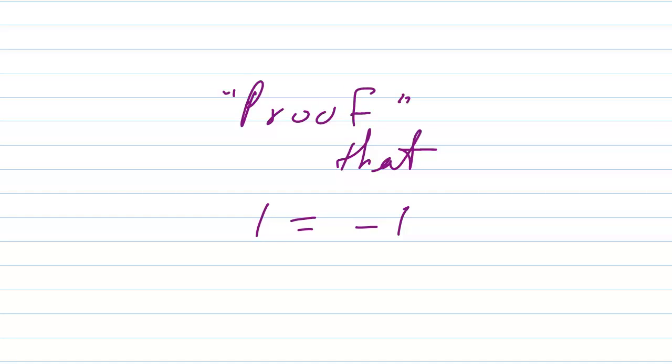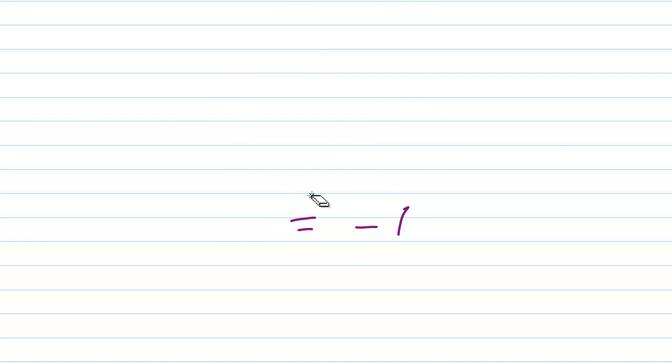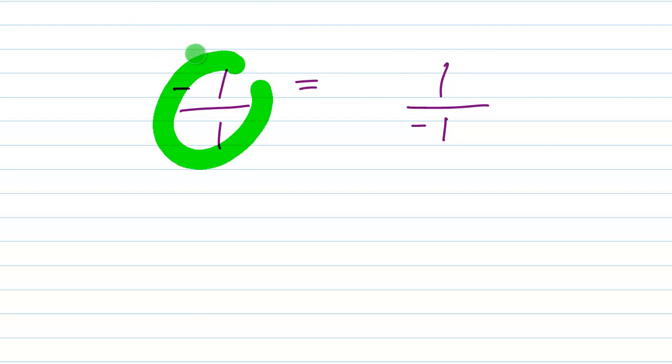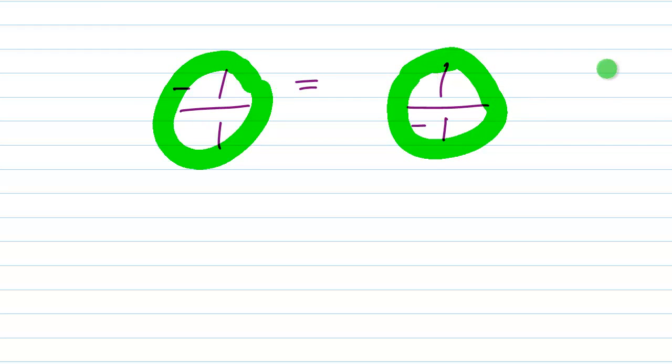So let's start out with a very simple statement that we can all accept. And that is simply the statement that minus 1 equals minus 1. Obviously, okay? Well, if that's the case, then minus 1 over 1 equals 1 over minus 1. That's equal to minus 1 right there, and that's equal to minus 1 right there. So both of these are equal to minus 1, and so they're equal, right?